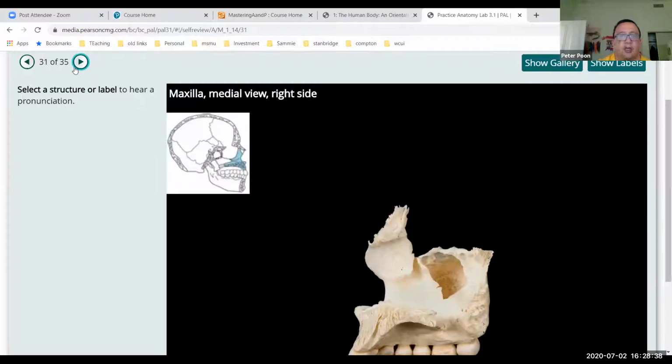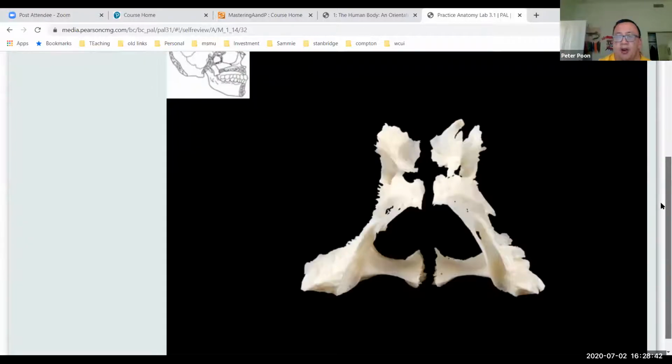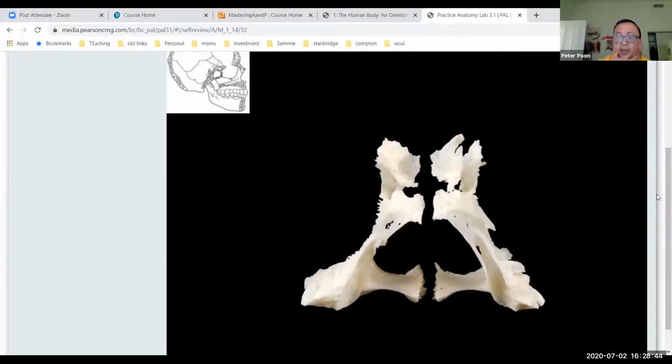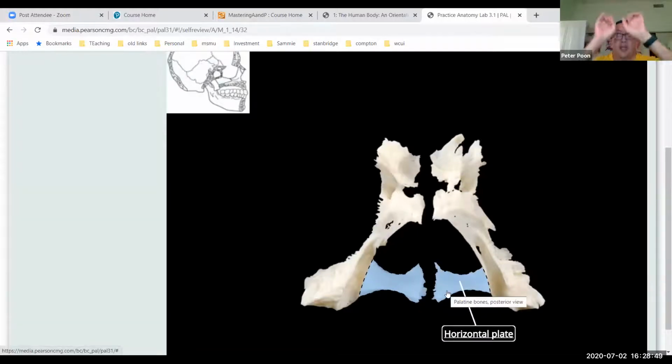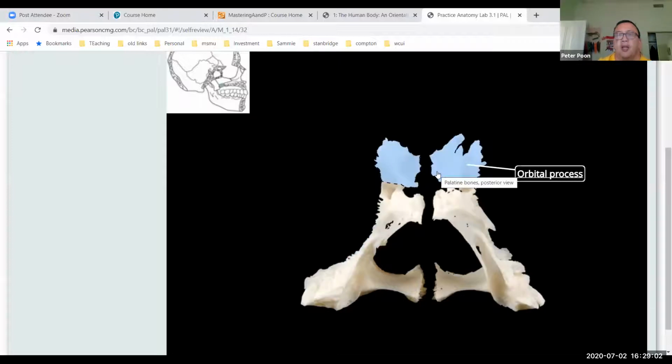Okay, that's the maxilla. The palatines, this is actually really hard to see. So this is the palatines. This is the horizontal plate. If you look up through the roof of your mouth, that's the plate that you come to. This is the rest of it. The perpendicular plate actually runs inside your nose, and this is actually inside your nose as well. Orbital process, so bottom of the orbit.